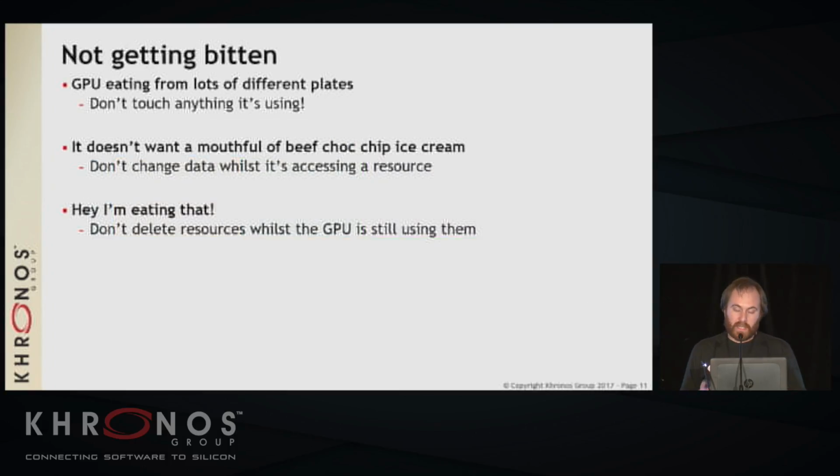So when I say not getting bitten, on the other hand, there's a lot of resources to deal with when you're drawing something. There's uniform buffers, vertex buffers, textures, any other number of buffers or images you're using. It's quite important to make sure that whilst the GPU is accessing these, you don't mess around with them. You don't want to change the data whilst the GPU is accessing it. If you do, you don't know what value is going to come out. And even more important is to not delete things while the GPU is trying to use them, because then all manner of things can go wrong.